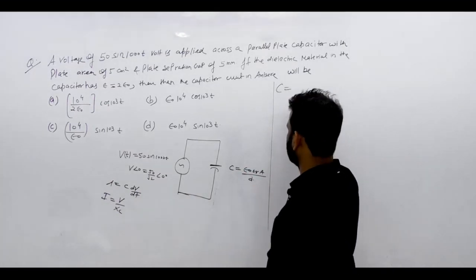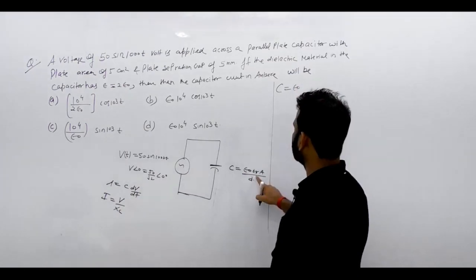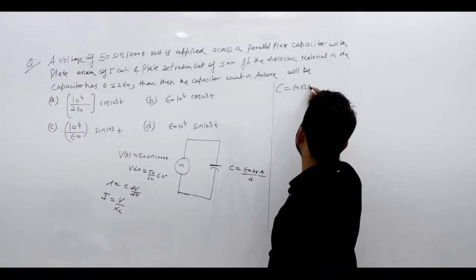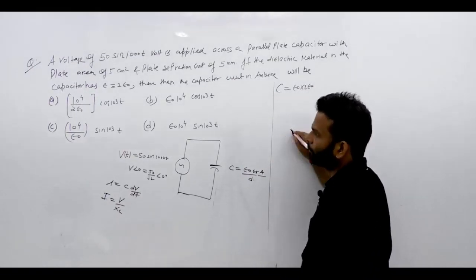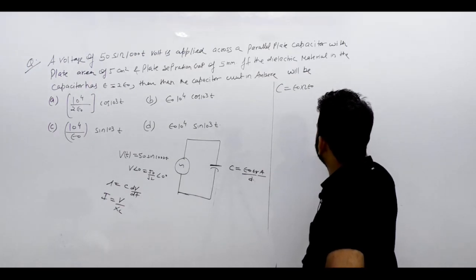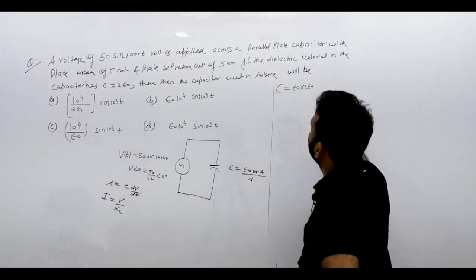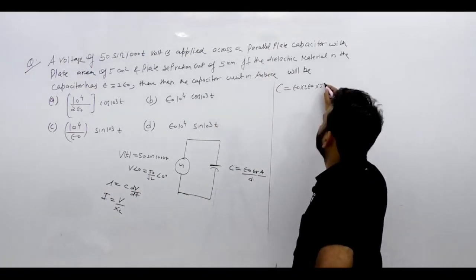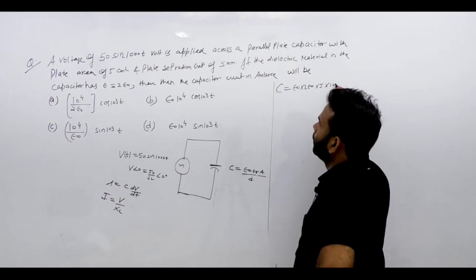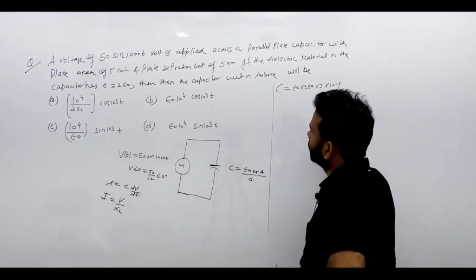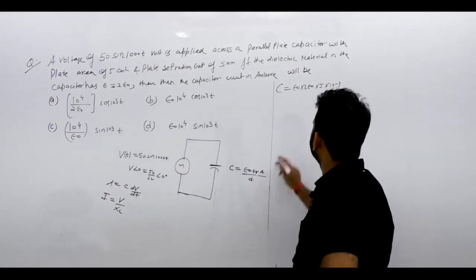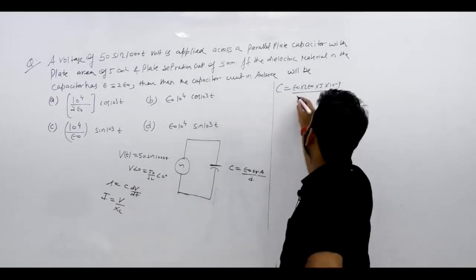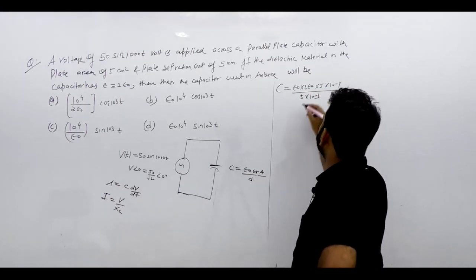C equals epsilon naught and the relative permittivity of the material, which is given as 2 epsilon naught. Okay, then the plate area A is 5 into 10 power -4, because it is in meter. The gap D is 5 mm, so 5 into 10 power -3. So this is the value of capacitance.